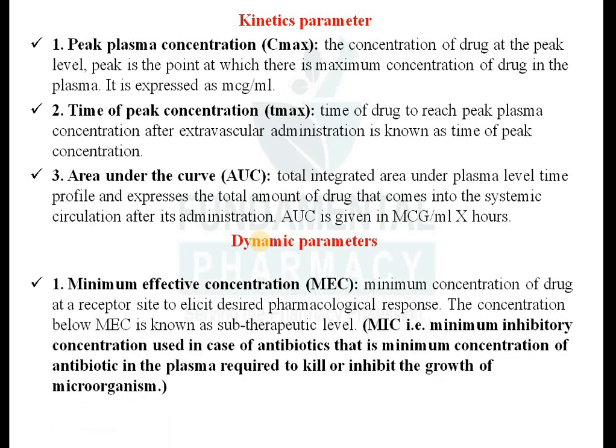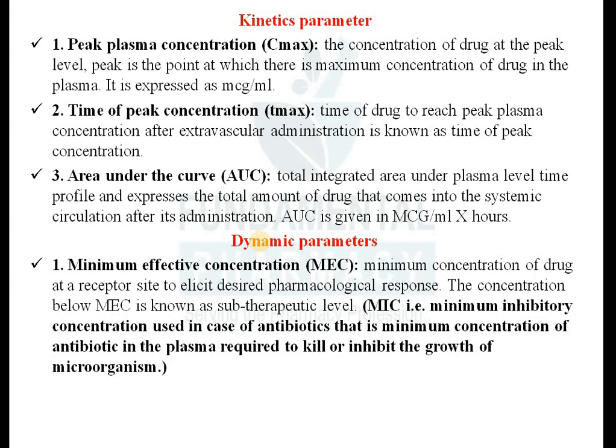Now next are the dynamic parameters. So first one is the minimum effective concentration. It is the minimum concentration of drug in the blood required to produce a pharmacological action, known as minimum effective concentration, below which drug will not be active. So that is known as a subtherapeutic level. Okay, and if the drug is an antibiotic or antibacterial drug, it is not a minimum effective concentration, it is a minimum inhibitory concentration. Minimum inhibitory concentration is the minimum concentration of drug or antibiotic that will be required to kill the microorganism or to inhibit the growth of microbes.